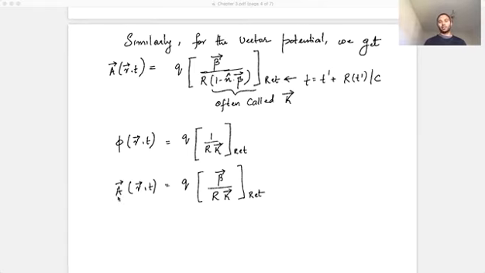Again, for the current, the vector potential is just similar to the scalar potential, but you have a velocity term that gives you a beta in the numerator. Again, all of that is evaluated at the retarded time. So these are basically called the retarded potentials. These are the potentials of an arbitrary moving charge.